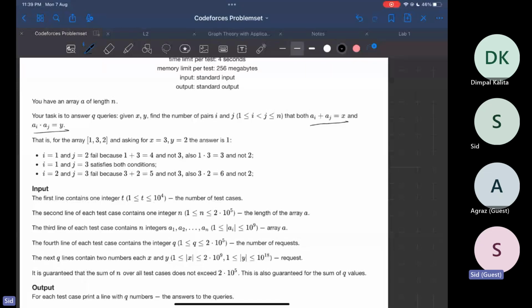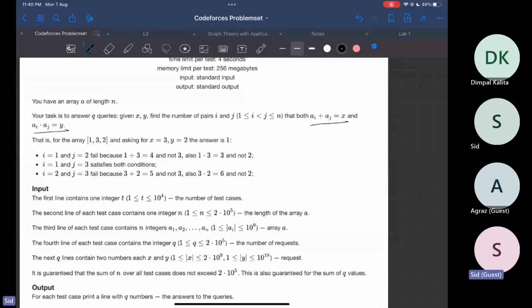For example, in this array, we are given 1, 3, 2, and asking for X equal to 3 and Y equal to 2. The answer is 1, because as it is given here, when I is equal to 1 and j is equal to 2, it fails because 1 plus 3 is equal to 4, not 3, and 1 into 3 is 3, not 2.